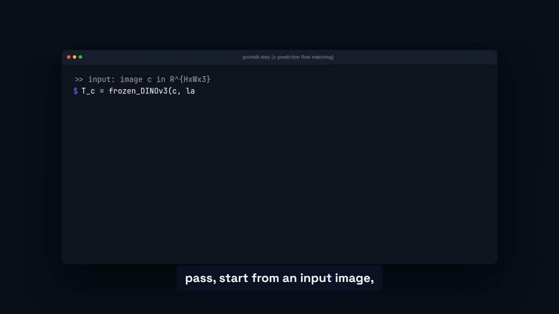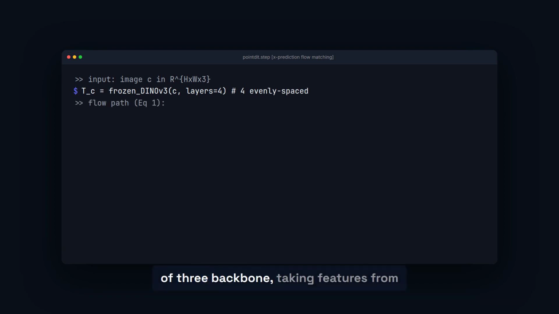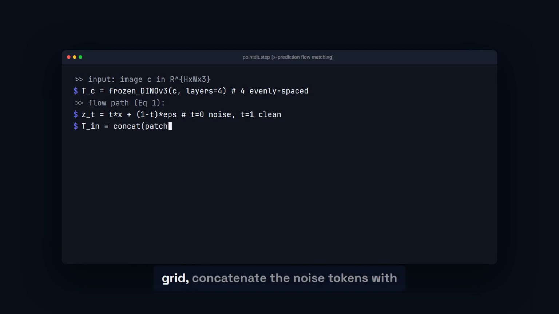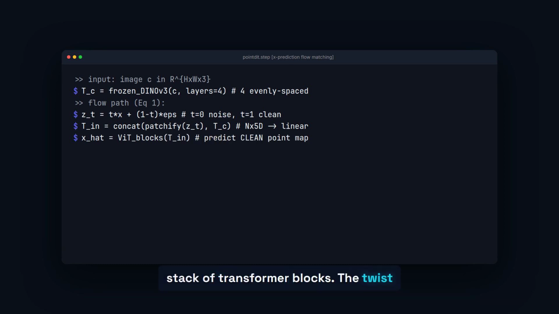The forward pass. Start from an input image. Encode it with a frozen DINOv3 backbone, taking features from 4 evenly spaced intermediate layers. Sample Gaussian noise on a per-patch grid. Concatenate the noise tokens with the image tokens and run a stack of transformer blocks. The twist: predict the clean 3D point map directly, not the velocity.